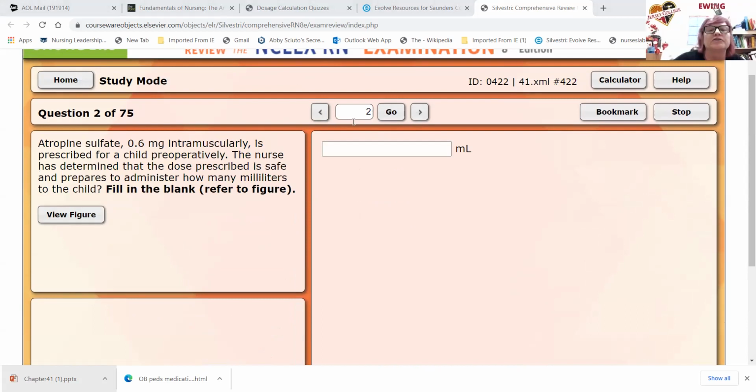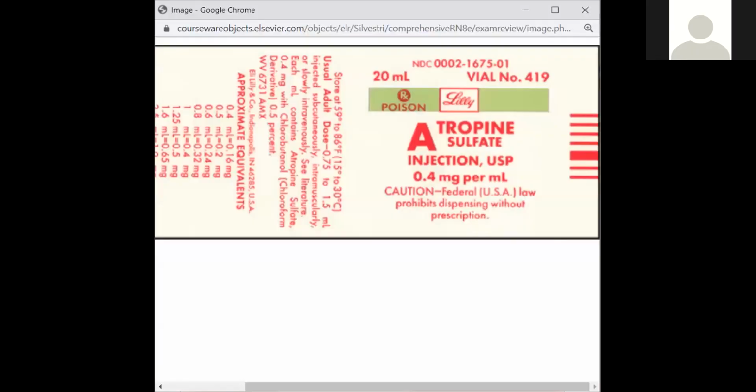Can you guys see the image on my screen? You can see the atropine label? No, I don't see a label. We see the question. Maybe if you click view bigger, we can see it. There we go. So what do you have here? 0.4 milligrams per ml. So that is your supply on hand. So write that down because I'm going to take this down. Okay. All right, now do the math.